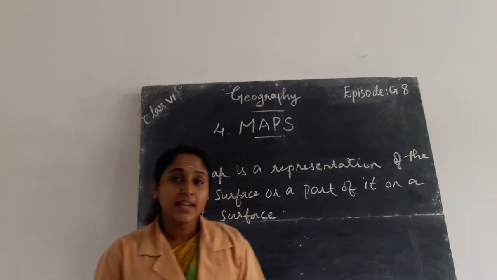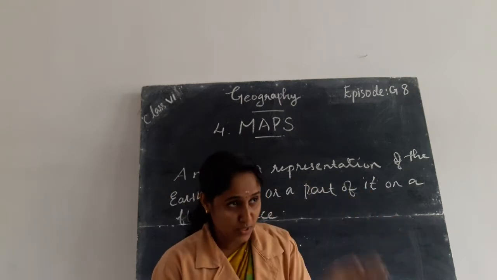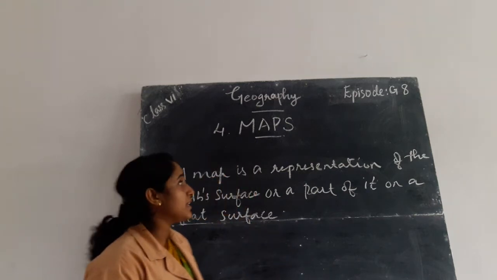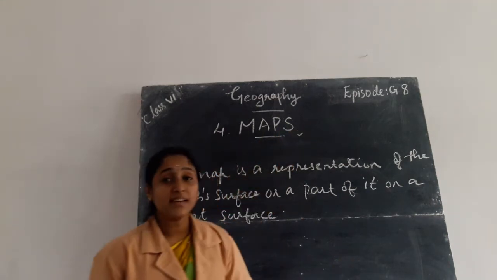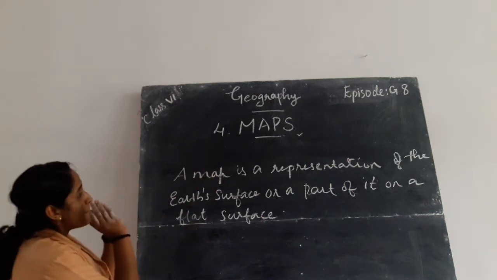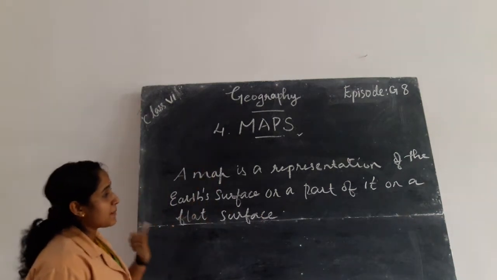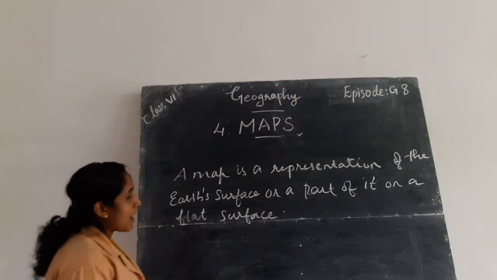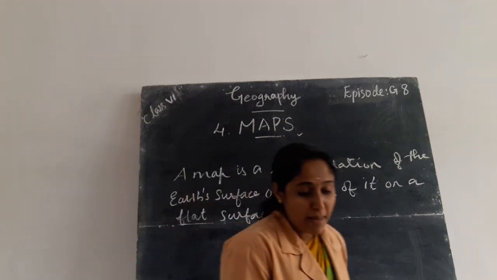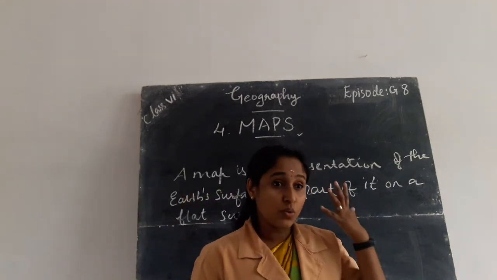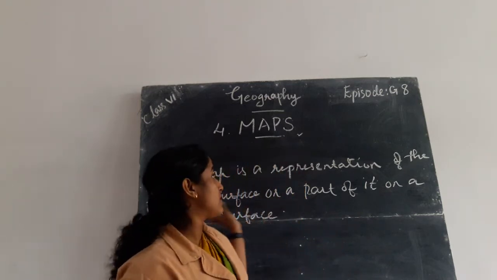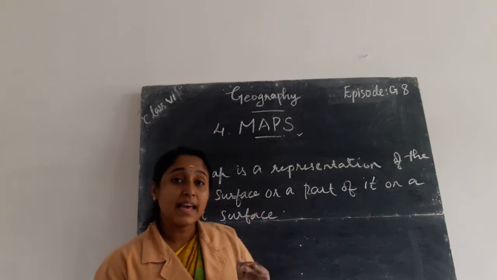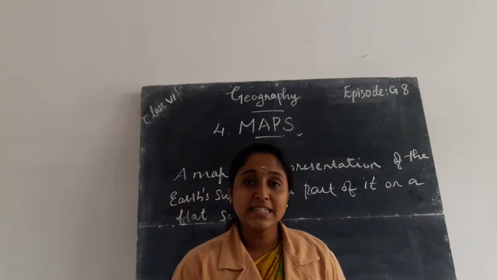When we need to study a country or a particular place like a state, district, or other places like villages and towns, we need maps. So, what is a map? A map is a representation of the earth's surface or a part of it on a flat surface. You are familiar with maps, right? You see many types of maps, like our Indian map and Kerala map.